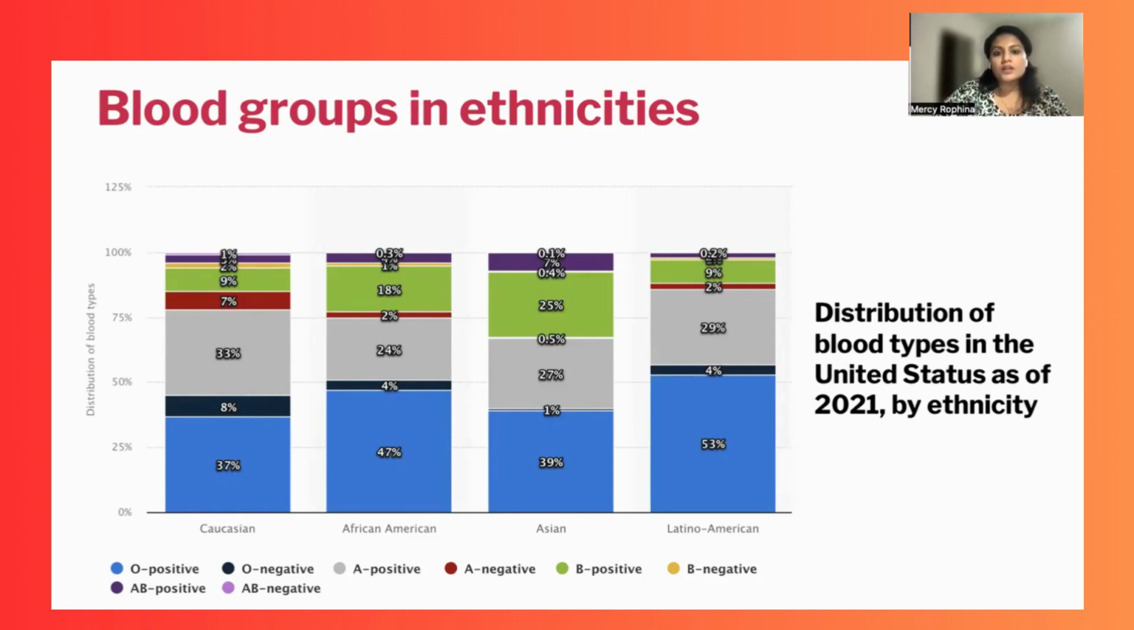So we could clearly see that in certain ethnicities, the prevalence of a particular blood type can be higher or lower when we compare it with other global populations. This is just an example of a survey which was done in the United States, but this will hold good for all the global populations too.